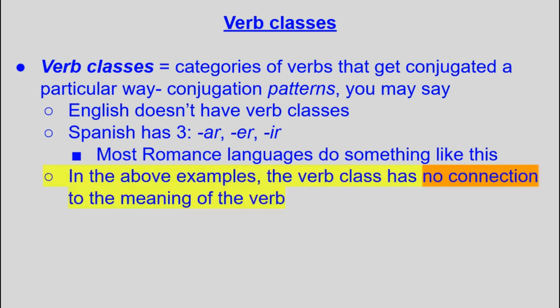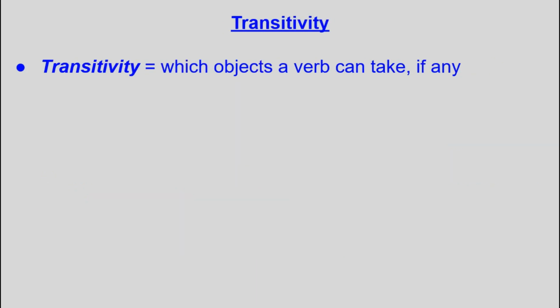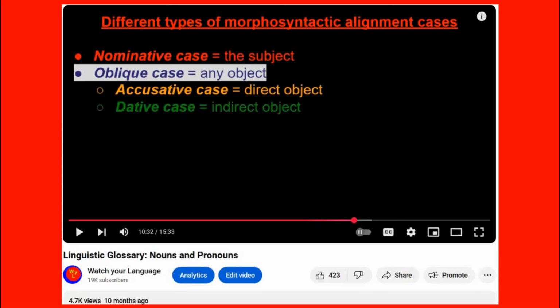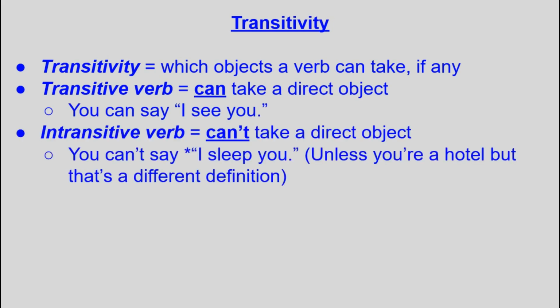Now in Spanish, those verb classes have nothing to do with the meaning of the verb, but in many other languages, the class is connected to something on the verb called either transitivity or valency. Transitivity in linguistics basically indicates which objects a verb can take. The different objects were discussed extensively in the noun glossary, and in fact, I did define the two most basic transitivities there out of necessity. A transitive verb can take a direct object, like see, while an intransitive verb cannot, like sleep.